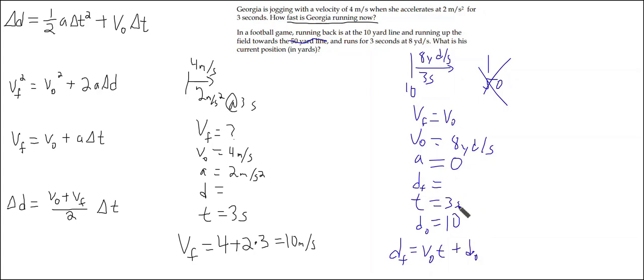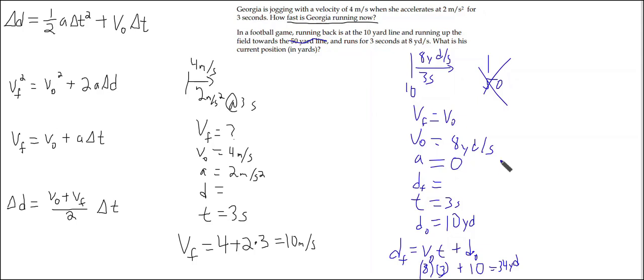So let's go ahead and plug everything in. Our initial is 10. Our velocity is 8 yards per second. Let's go ahead and write our units here, so I'm just consistent. 8 yards per second, and we're going 3 seconds. So this is 24 plus 10 equals 34. So he is at the 34-yard position on the field. I almost caught myself, almost said yard line, but the yard lines are in multiples of 5. Okay, so 34 yards in on the field.